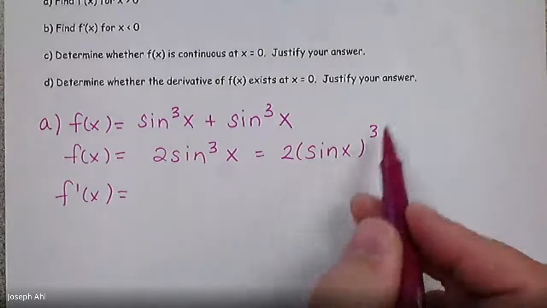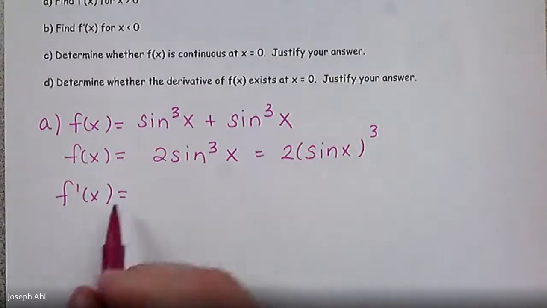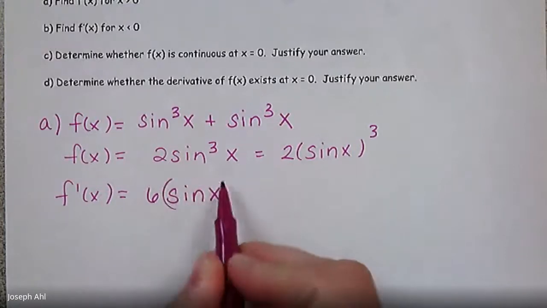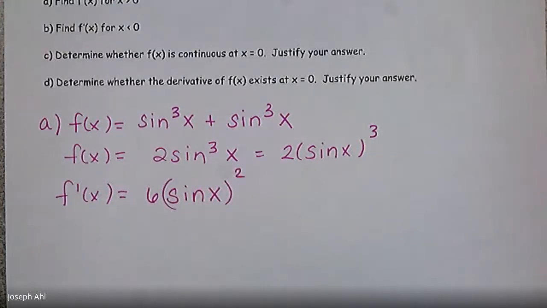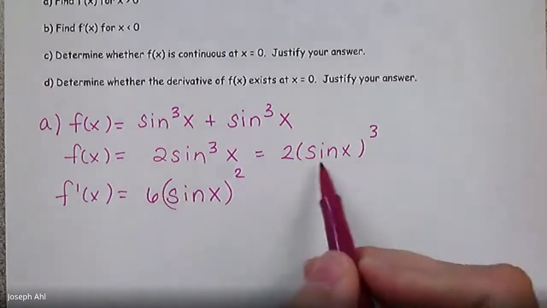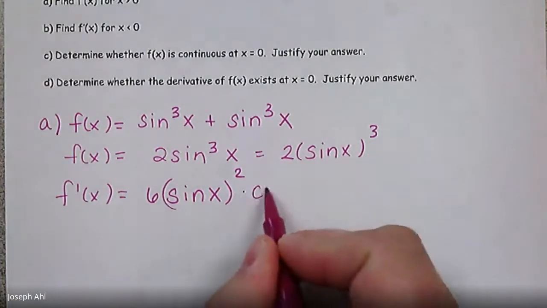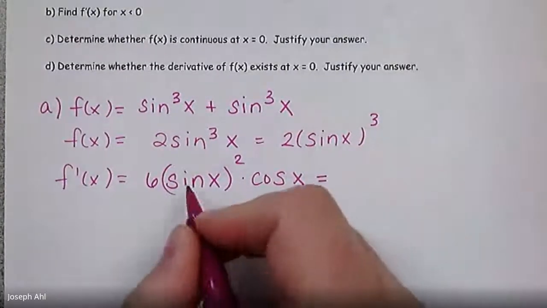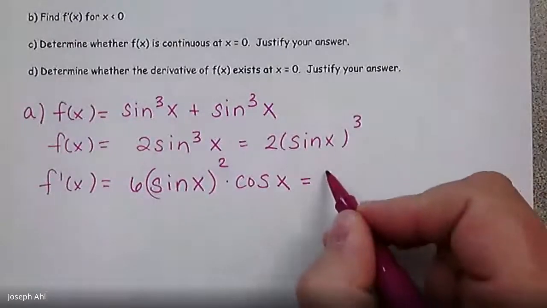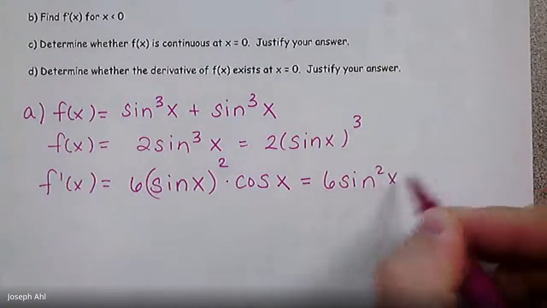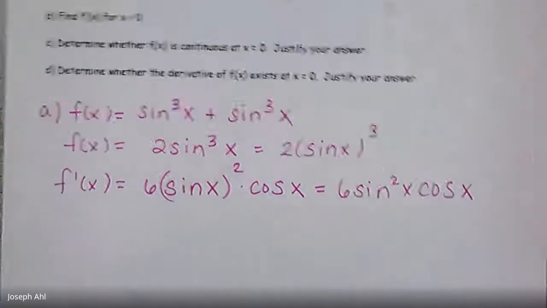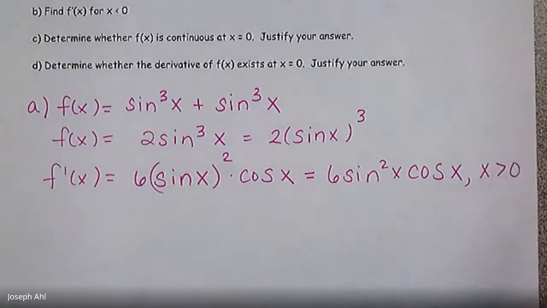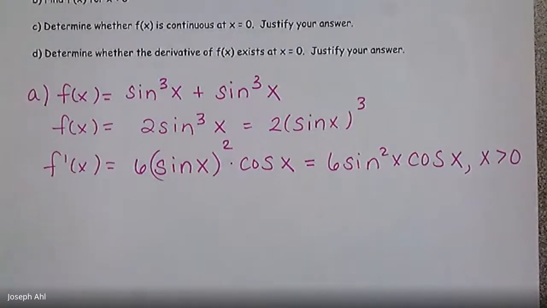So the derivative would be, if I bring that exponent down, we're going to get 6 times sine x quantity squared times the derivative of the inside. So the derivative of sine is cos. Okay, and you can leave it just like this, or if you wanted to rewrite it, because we usually see sine x squared written as sine squared x. There is your function that represents the derivative. But again, really only for x values greater than 0 that's true.